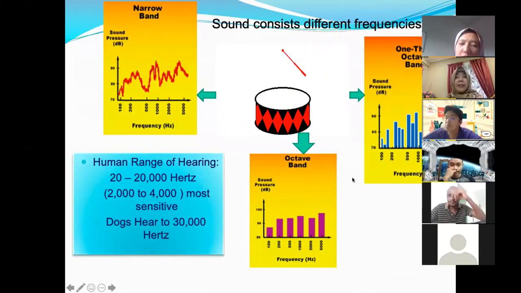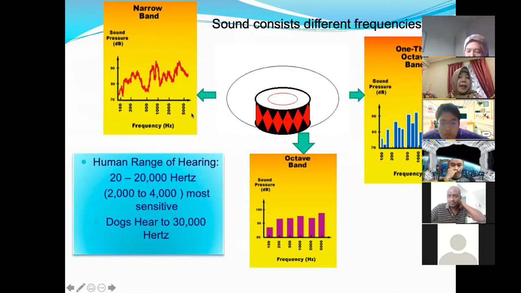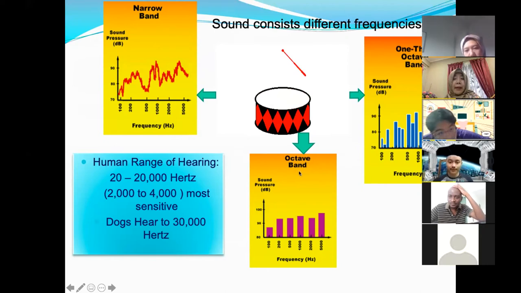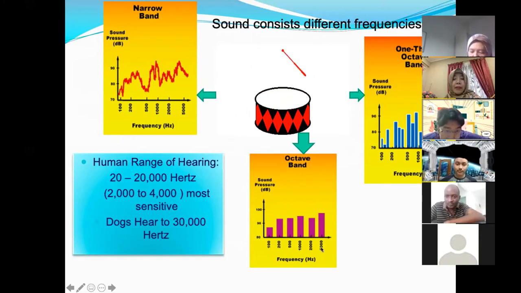Okay, now this is just to show you that some engineers like to get the data of sound in terms of octave band, and most researchers use 1/3 octave band. So what is the difference? This is the frequency, from 20 to 20,000 hertz that people can hear. So it varies, up and down. So the engineers shorten it to become octave band, with the values of frequency 100, 200, 500, 1,000, 2,000, 5,000.